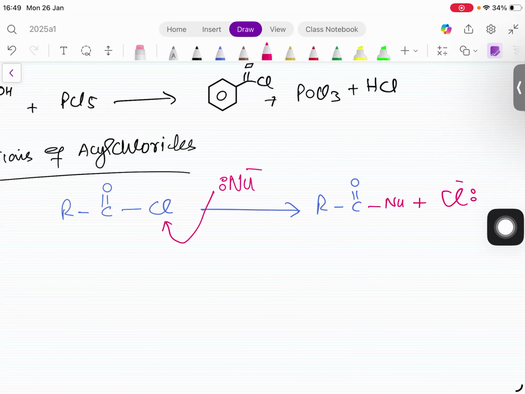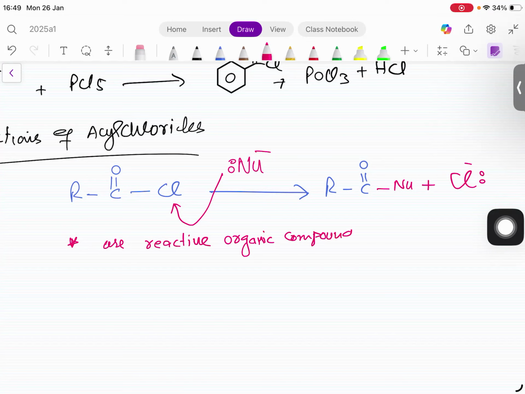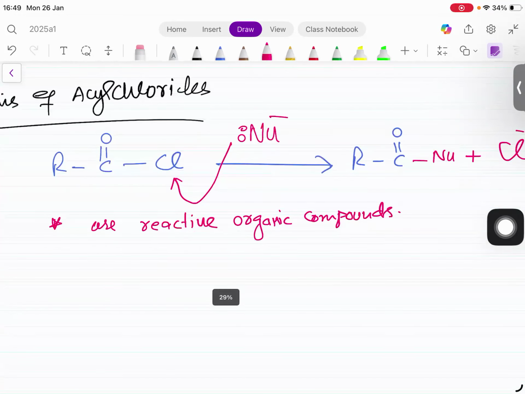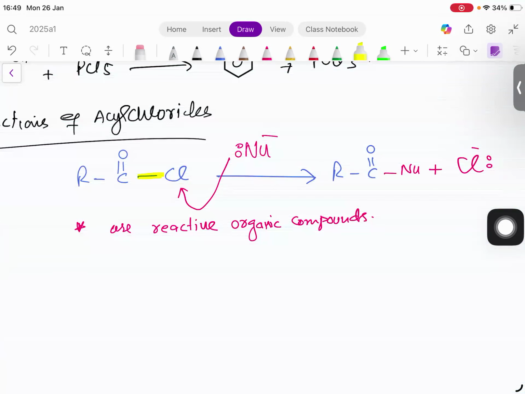But these reactions, acyl chlorides, I tell you, are reactive organic compounds. Why reactive organic compounds? Because usually organic compounds are not very reactive. Why are they reactive? Look at this. In this substitution, which bond breaks? The C-Cl bond, when the nucleophile comes. So acyl chlorides are reactive organic compounds. Why are they reactive? Look at this.